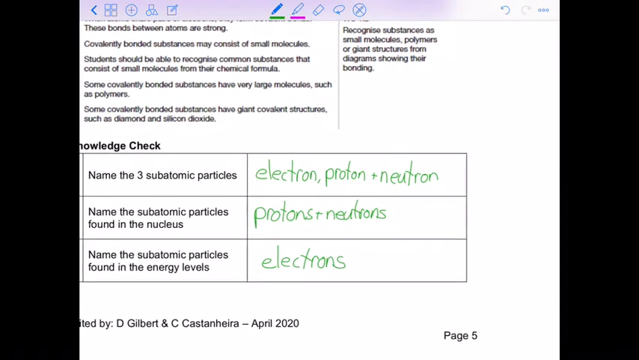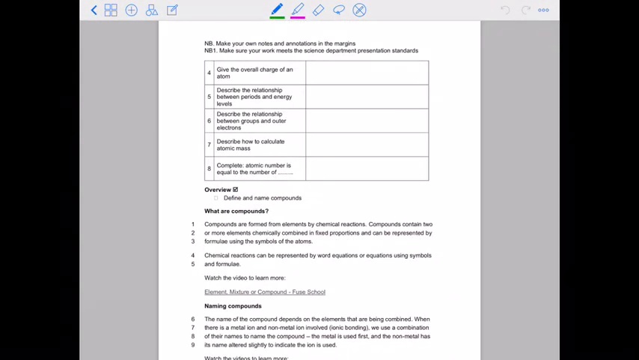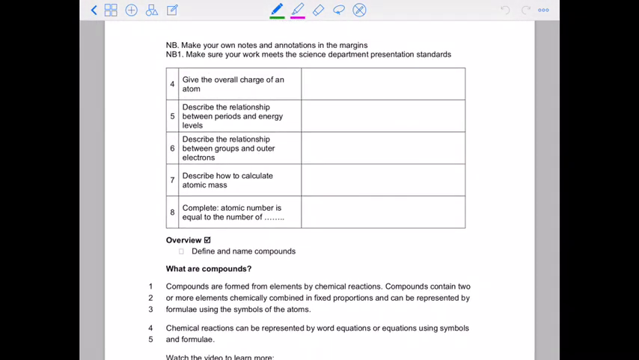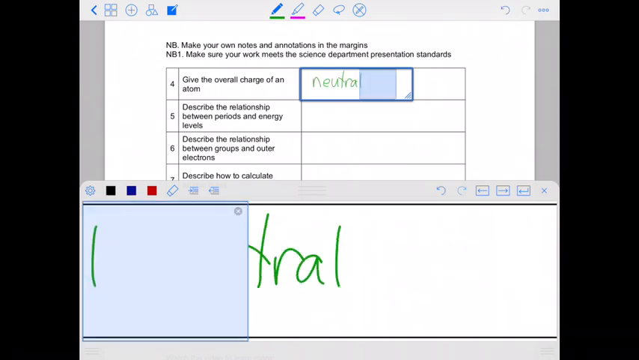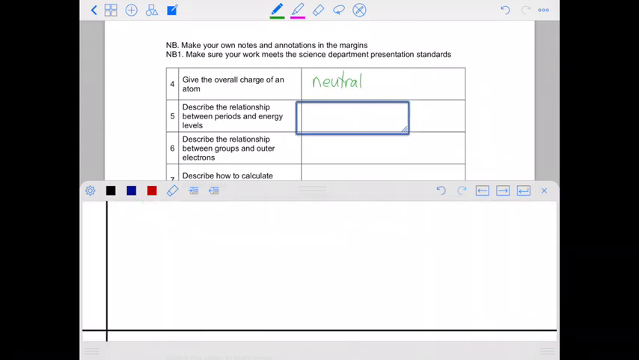So now we're going to go over to the next page and continue on. If you haven't had a chance to answer these now, pause the video and give them a go now. The overall charge of an atom is neutral. This is different from an ion when we've gained or lost electrons.